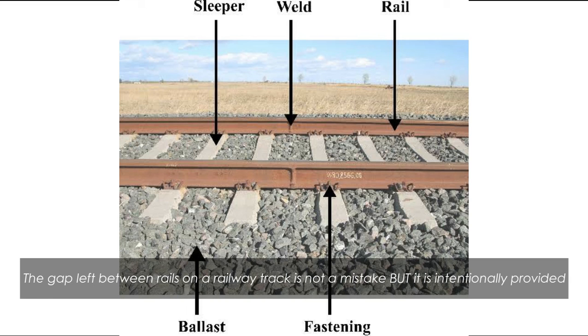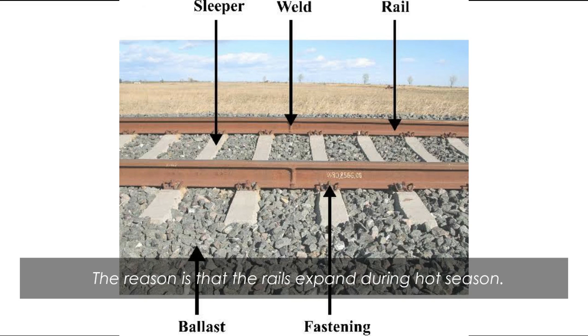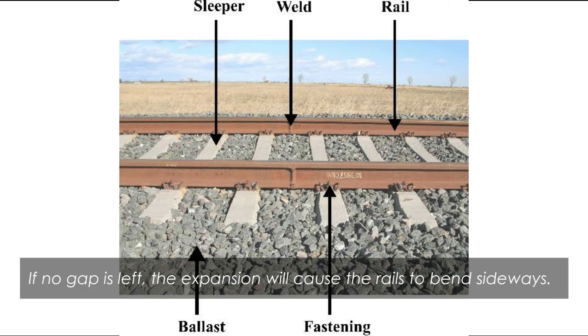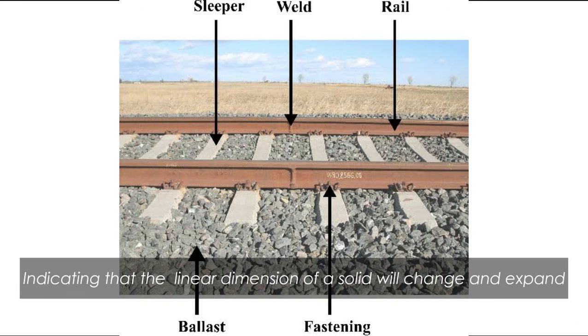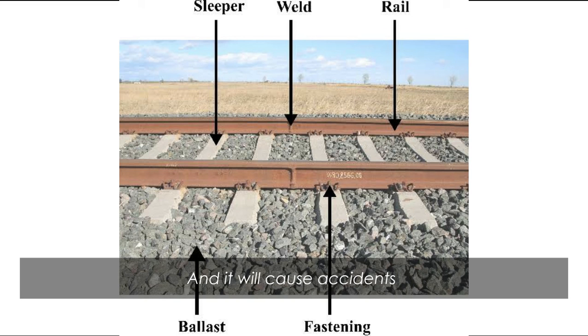The gap left between railways is not a mistake, because the rails expand during hot season and the gap is provided for this expansion. If there is no gap, the expansion will cause the rails to bend sideways, indicating that the linear dimension of a solid will change and expand, and it will cause accidents.